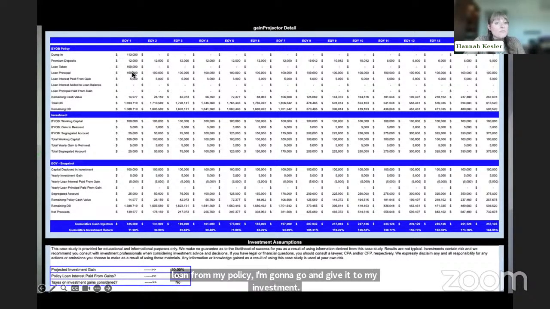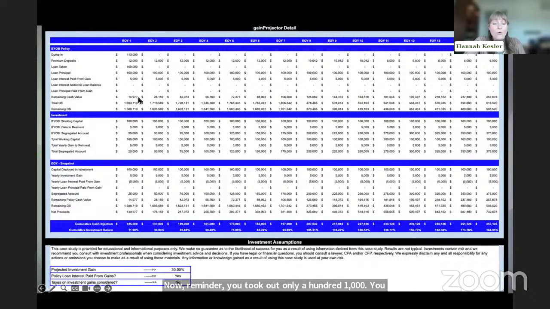Now, reminder, you took out only 100,000. You still have 14 and some change that you can use inside of the policy as cash value that's available. And you can use that money for whatever you want. So let's just see what happens over the course of these 12 months.